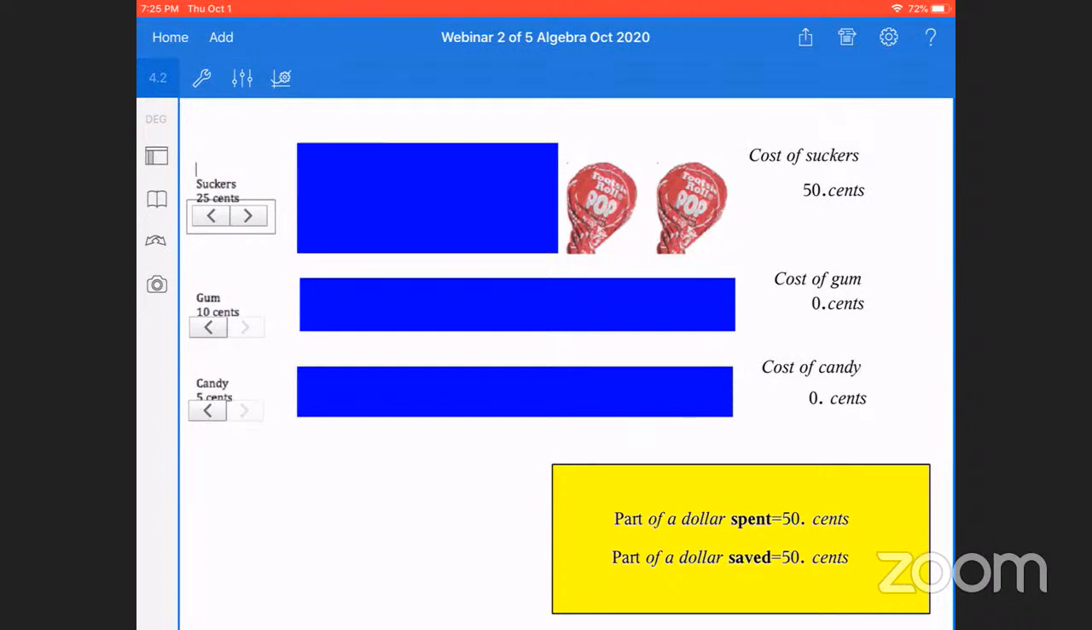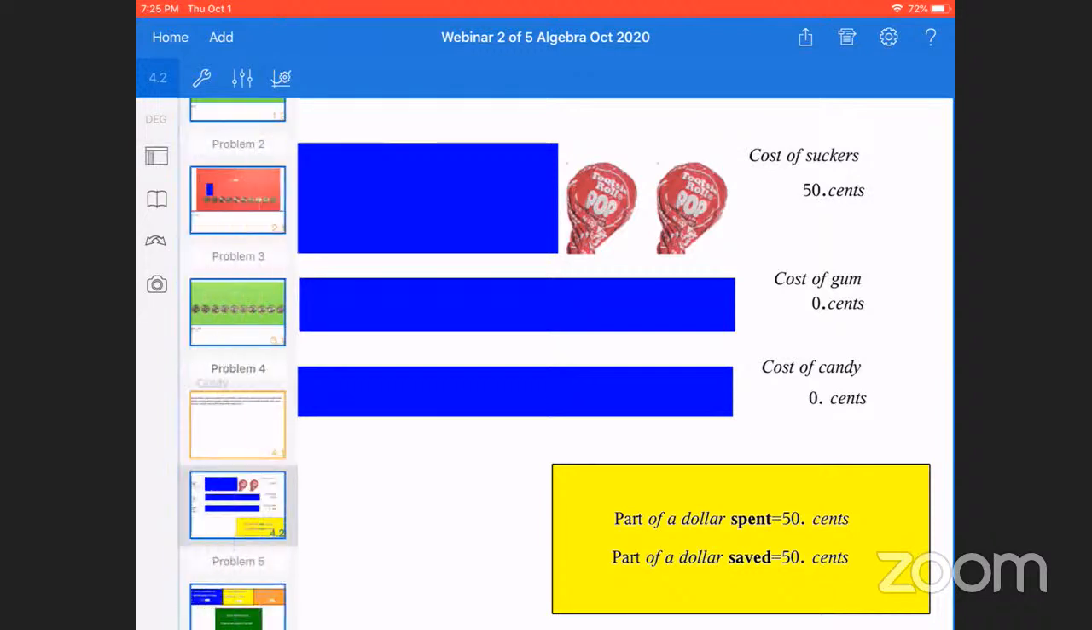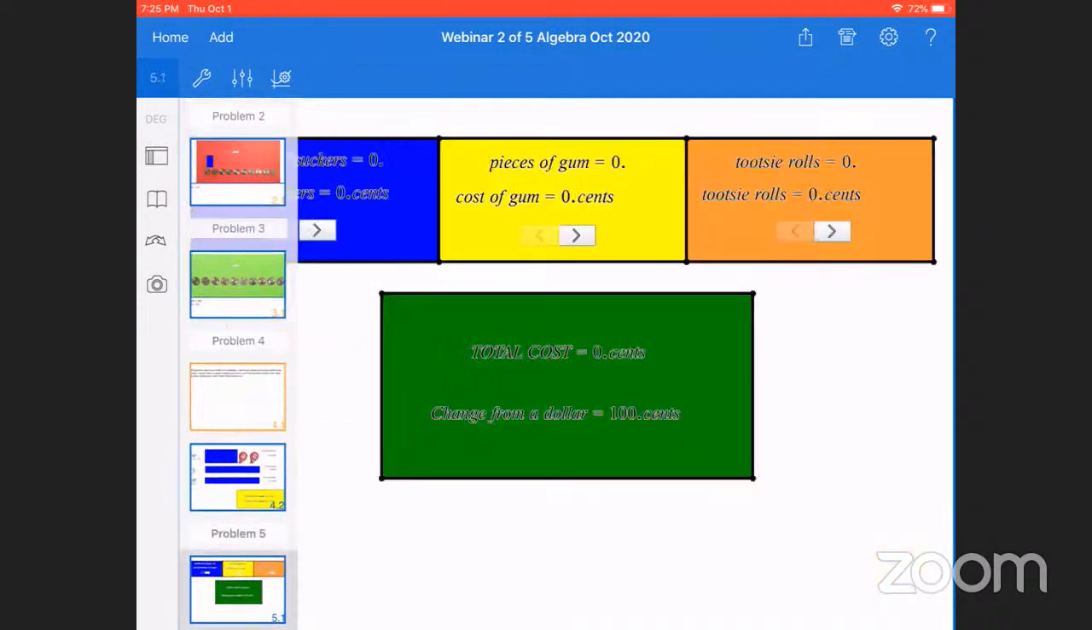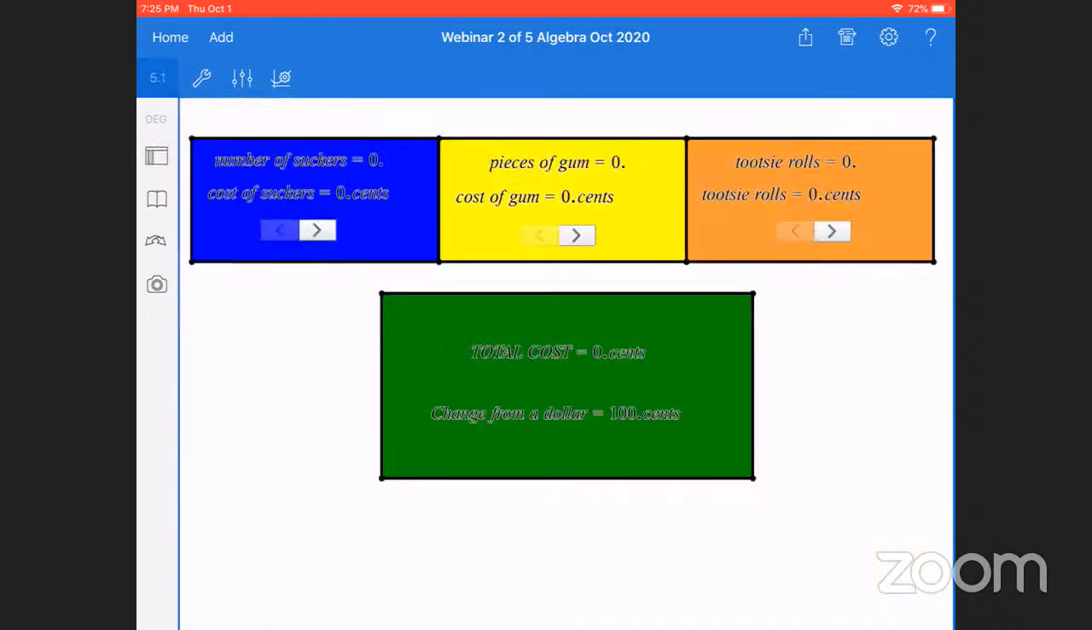Very good. And so that leads us to the next part of the activity, because of space and not being able to fit all those on there. Here we could check. So you had said you wanted 2 suckers, but then you wanted to see how many Tootsie Rolls you could get. And so students could keep pushing this button until they got to the point where in the green box, the total is 100 cents and the change would be 0.